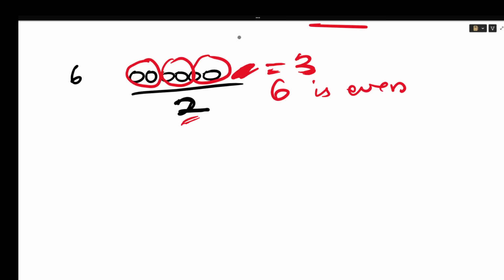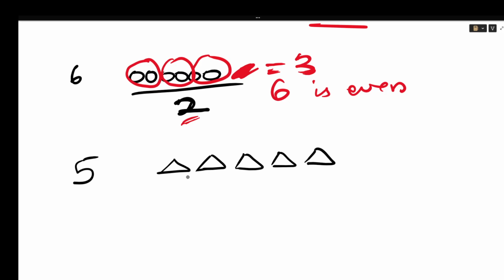So here I have 5. I'm going to group, let me use rectangles, triangles this time around. 3, 4, 5. We want to check if 5 is an even number. So we have to divide by 2.